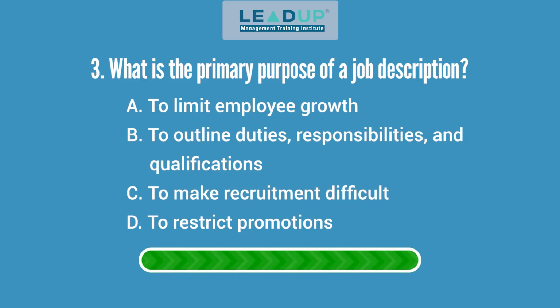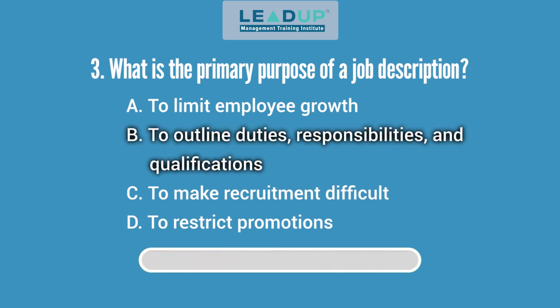Question 3. What is the primary purpose of a job description? A. To limit employee growth. B. To outline duties, responsibilities, and qualifications. C. To make recruitment difficult. And D. To restrict promotions. Answer: to outline duties, responsibilities, and qualifications.